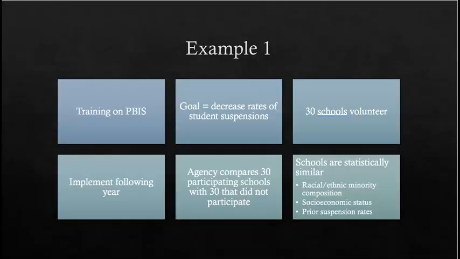In example 1, a state education agency offers training to schools on positive behavior interventions and supports, PBIS, in an effort to decrease rates of student suspensions. 30 schools volunteer and attend the training. These schools implement school-wide PBIS systems the following year with ongoing support from the state education agency. The agency wants to determine whether the training and subsequent implementation of school-wide PBIS were successful. The agency compares the suspension rates of the 30 participating schools to 30 schools that did not participate, but are statistically similar in racial, ethnic, minority composition, socioeconomic status, and prior suspension rates.